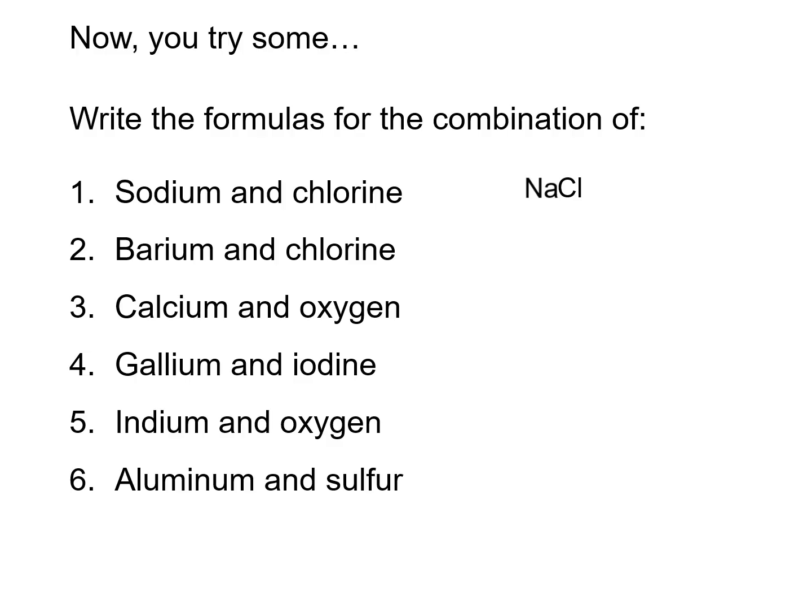Now let's do barium and chlorine. So barium is in group 2, so it's +2. Chlorine, we already saw, is -1. Throw away the pluses and the minuses. Now we're going to swap and drop.